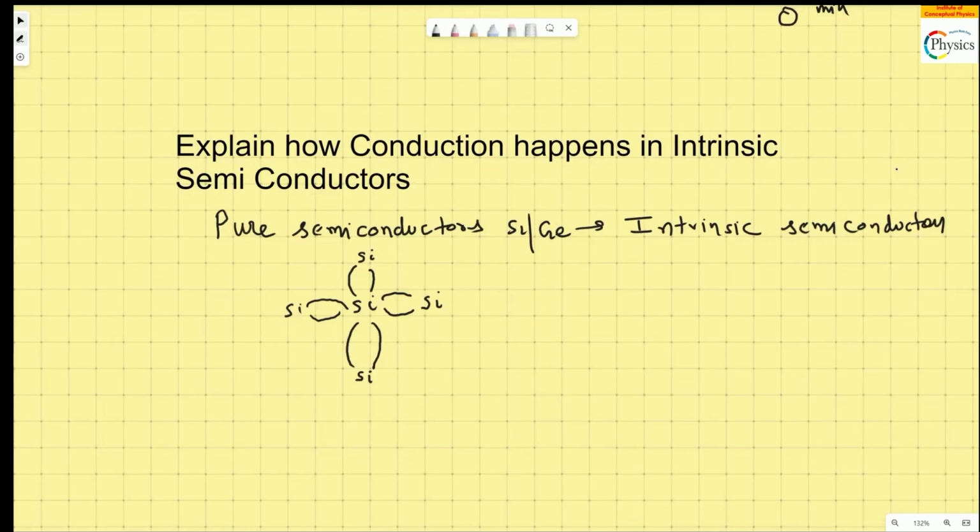Lattice. Okay, so this is the lattice. Everywhere you go, each atom has 4 electrons, and you can see it is creating bonds in the neighborhood with the neighboring silicon atoms.